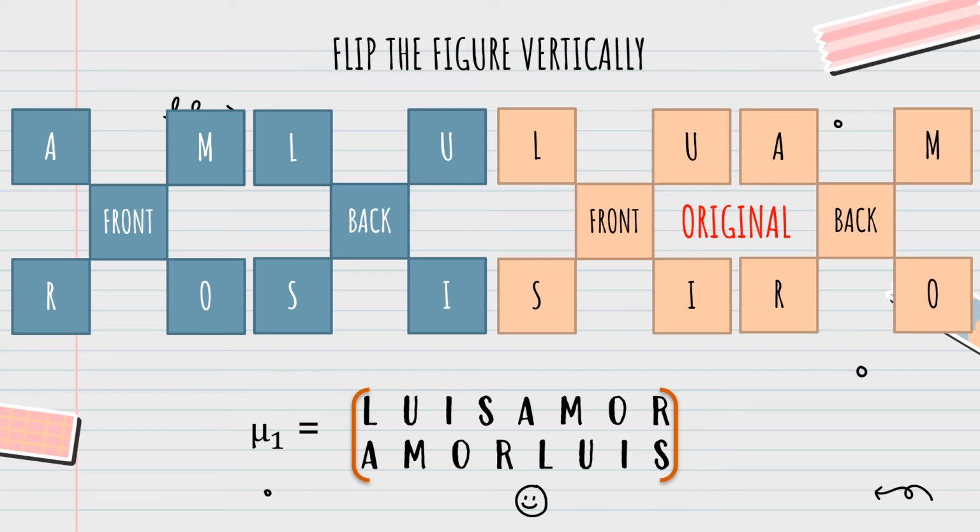And for this slide, we will now be having the figure flipped. For the first one, the figure is flipped vertically. And so we will have the elements for the second row A, M, O, R, L, U, I, and S, and that will be our mu sub 1. So take note that mu is represented by different flips, and the rho is represented by rotations.